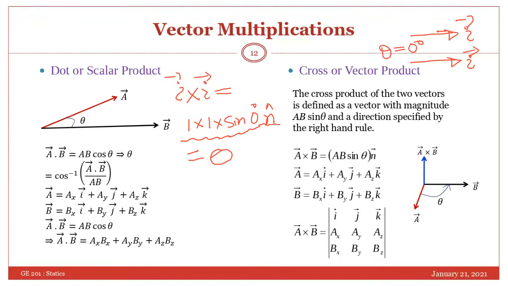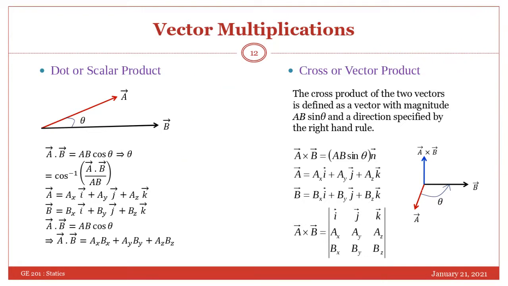So vector I cross I, or vector J cross J, or vector K cross K, all these lead to the answer 0. Okay. Now let us multiply. Keep in mind, in the dot product, vector I dot I, vector J dot J, vector K dot K all give 1, because when you put in cosine 0 degree, the answer is 1. But when you put this with sine 0 degree, then the answer is 0.